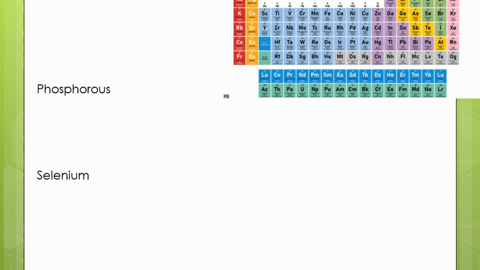So an easy way to remember this is that if you're in this column, you're going to get 1 valence electron. If you're in this one, you have 2. We're going to skip a few here. This is 3, 4, 5, 6, 7, 8. And again, we ignore all of this stuff in between.